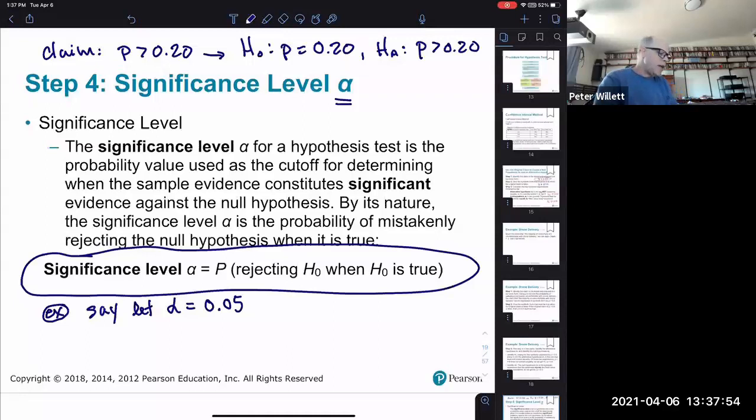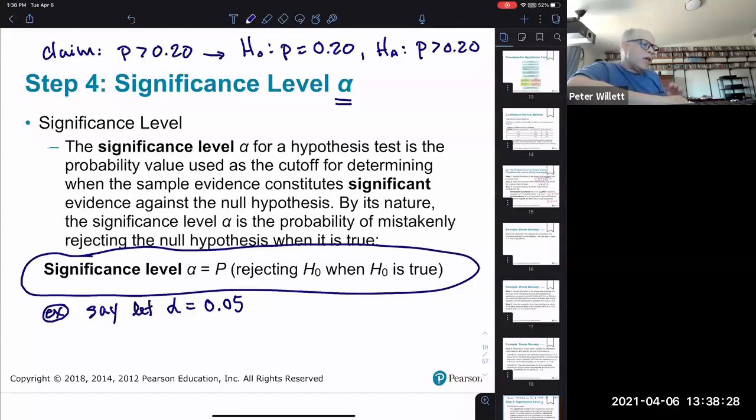So let's say I take a sample and I see in my sample that 22% of the people in my sample were wearing some blue. So the question then is, does that 22% in my sample support my claim that the proportion is greater than 20%? Or does it not support my claim that it's greater than 20%, meaning that it could be 20% or less?